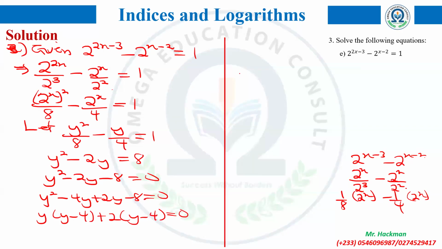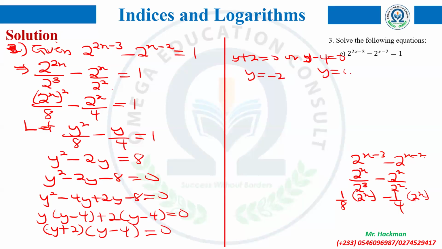So the next step is to complete the factorization here. I'm going to get y plus 2 as one factor, then y minus 4 as the other factor, is equal to 0. So you set each of the factors to 0. So y plus 2 is equal to 0, or y minus 4 is equal to 0. Here y will be equal to minus 2, here y will be equal to 4. So this implies that, remember you said y is 2 to the power x. So you get 2 to the power x is equal to minus 2, or 2 to the power x is equal to 4.